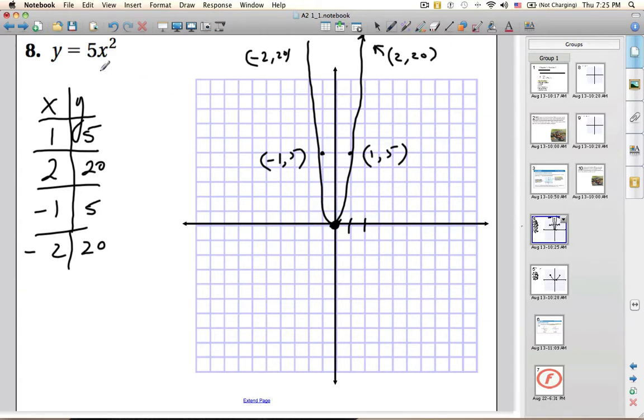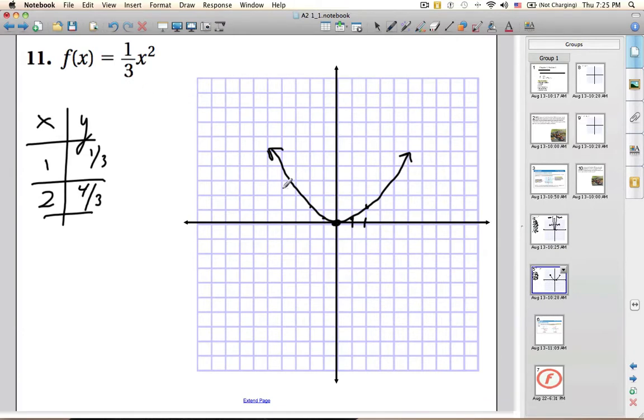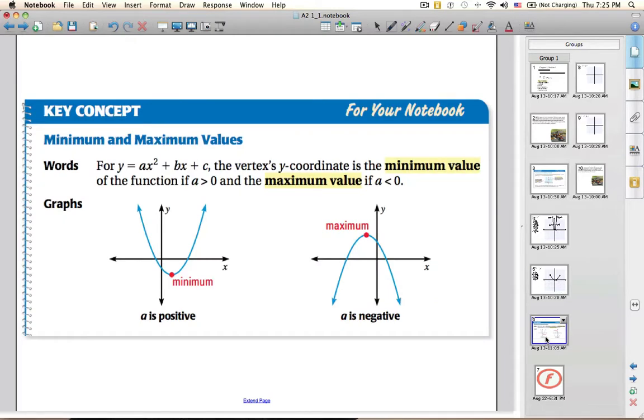Okay, so the larger the leading coefficient, the narrower the parabola. The smaller the leading coefficient, the wider the parabola. Okay, so that's graphing quadratic functions in root form. Now we're going to get a little more complicated and use the full standard form.